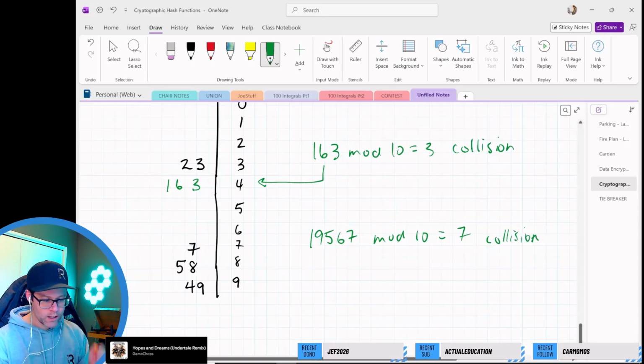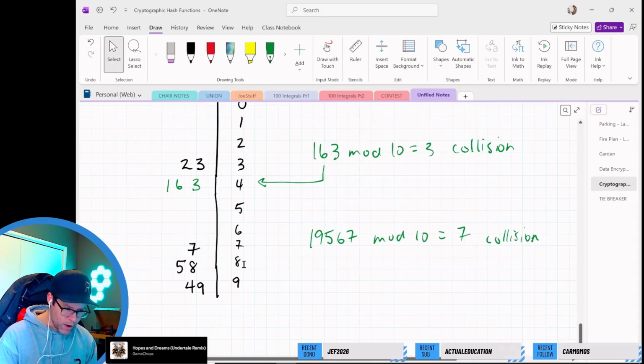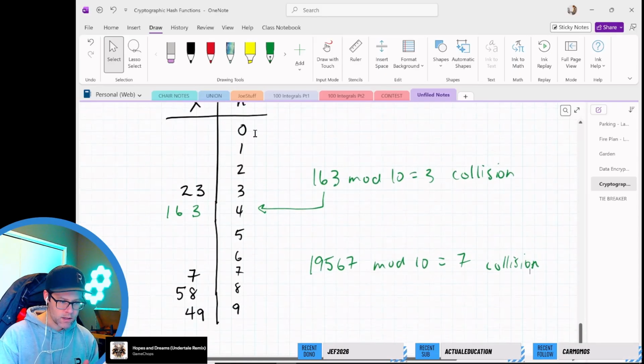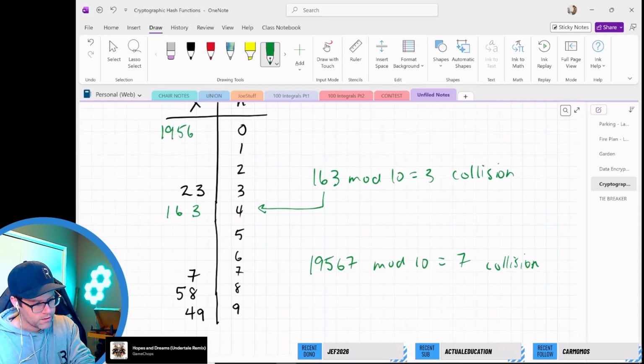Again, we see there's a collision here. What's going to happen is it's going to keep moving down and seeing if there's an open space in the database to store it. And in our case, there's no open space until it comes back up to 0. So 19, 5, 6, 7.